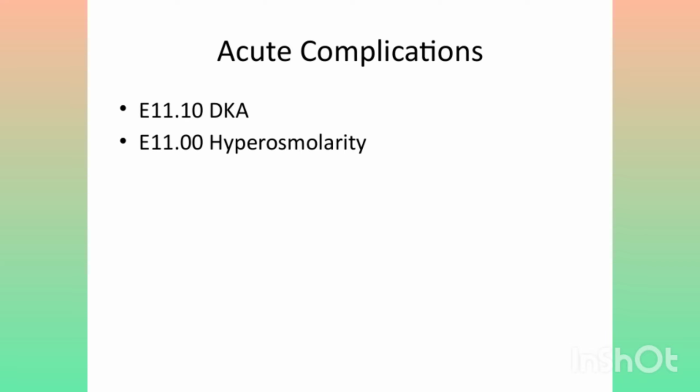Let's start with DKA. It typically happens in type 1 diabetes when there's a severe lack of insulin. Without enough insulin, the body starts breaking down fat for energy, which leads to the production of ketones. These ketones are acidic, and their buildup in the blood causes the characteristic symptoms of DKA, like nausea, vomiting, abdominal pain, rapid breathing, and even confusion. It's a medical emergency that requires prompt treatment.